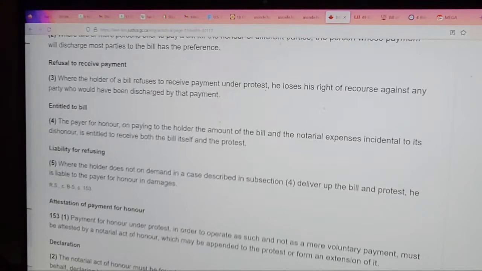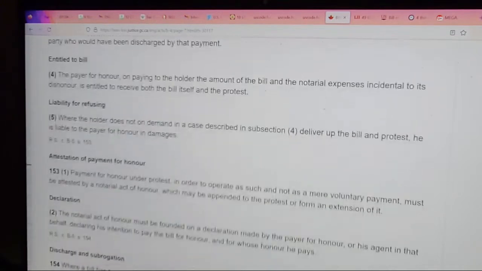Refuse to receive payment. 3. Where the holder of a bill refuses to receive payment under protest, he loses his right of recourse against any party who would have been discharged by that payment. Meaning, if you choose to use another negotiable instrument to pay the debt and they refuse it, an offering or tendering of payment made and refused liberates the debtor.